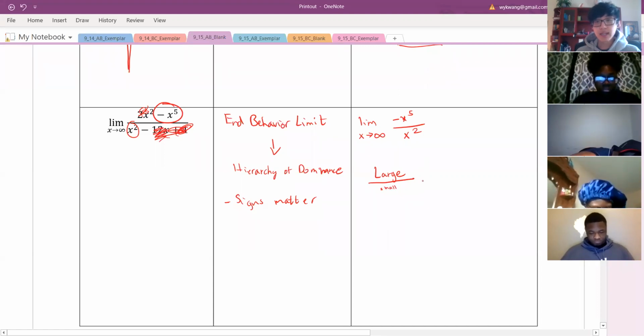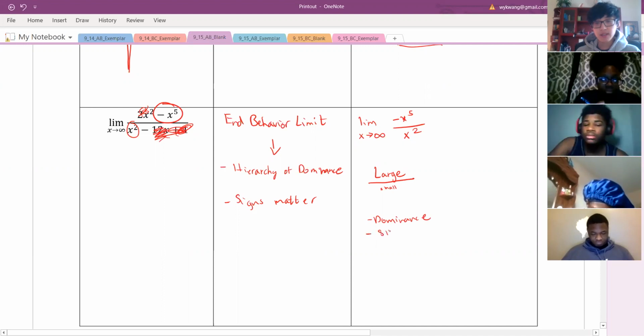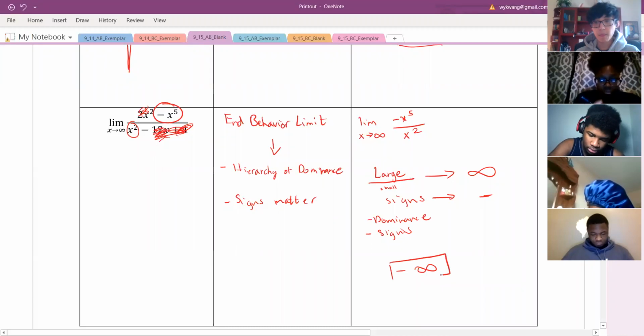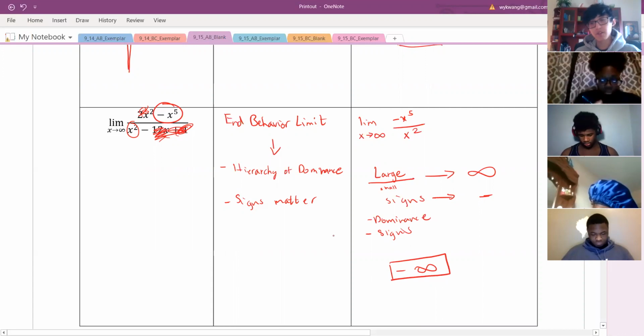And then now we have to look at the signs. That's the second thing. So we first look at dominance, hierarchy of dominance. Then we look at signs. The sign tells us that it's negative. So this is going to infinity, and the sign tells us that it's negative. So the answer is negative infinity. So the limit as x approaches infinity, the whole answer for this is negative infinity. So again, for end behavior limits, we use hierarchy of dominance, and then remember that signs also matter.